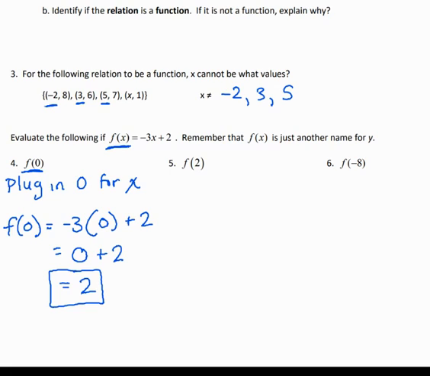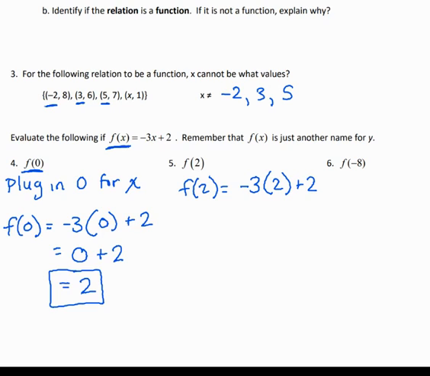So for number 5, when we do f of 2, it means we plug 2 in for x. One thing that I'm noticing, because as I look at answers, I can sometimes tell what people are doing wrong, is the negatives and positives. So make sure we're using our negatives correctly. So for number 5, this is what it should look like. f of 2 equals negative 3 times 2. Notice I'm putting it right on in for that x value.